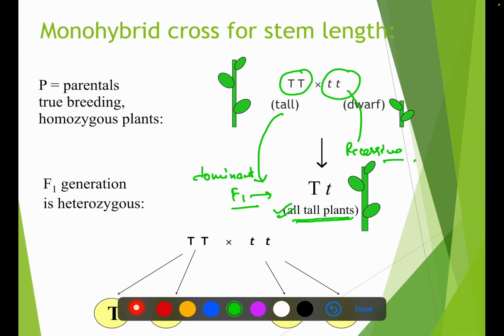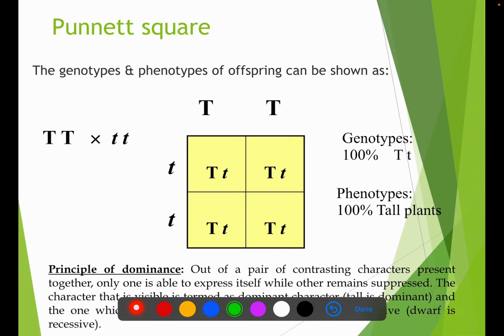Next, this is a cross in which we can say this is the parent, the dominant parent, the parental generation, isn't it? So we can show it in the Punnett square.